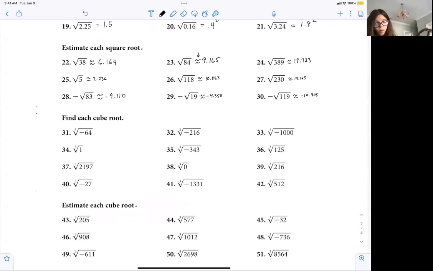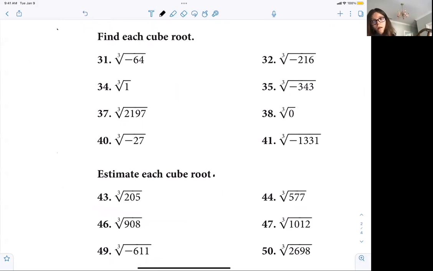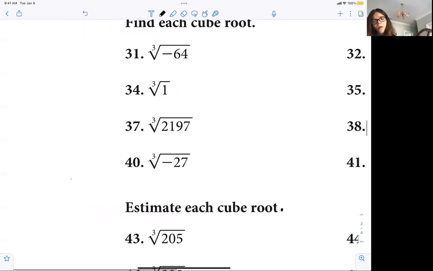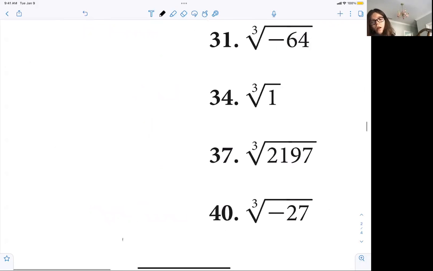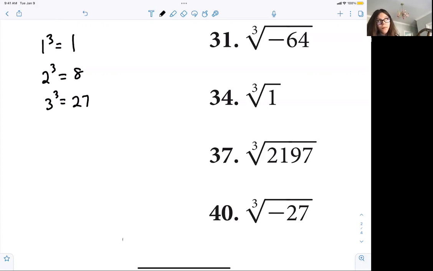Okay, now I want everybody to talk about cube roots. So what is 1 cubed? 1. What is 2 cubed? 8. What is 3 cubed? 27. Does everybody see what we're doing? 2 cubed is 2 times 2 times 2. 3 cubed is 3 times 3 times 3. So 4 cubed.